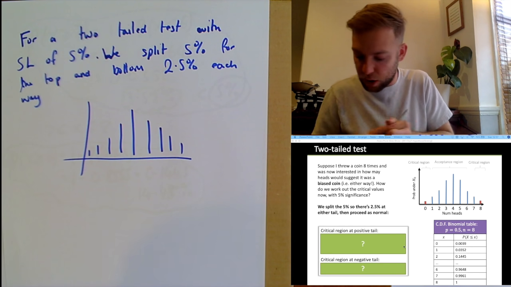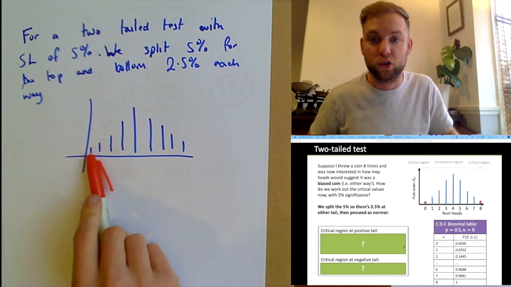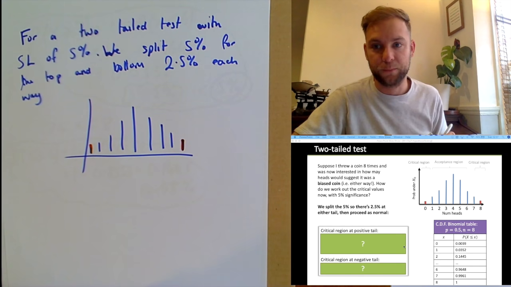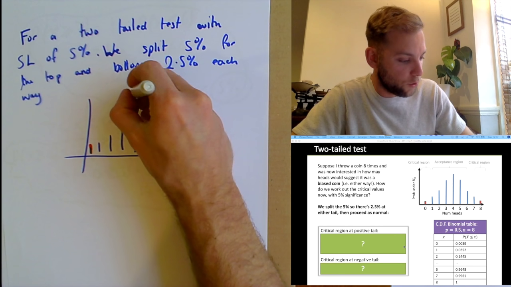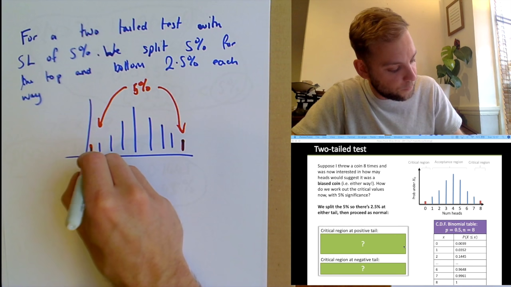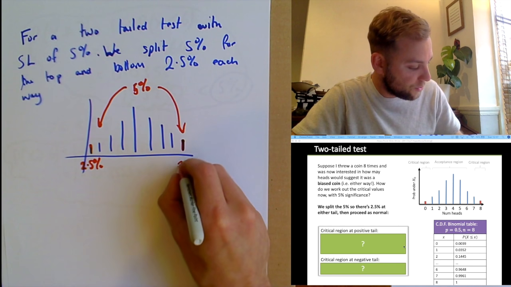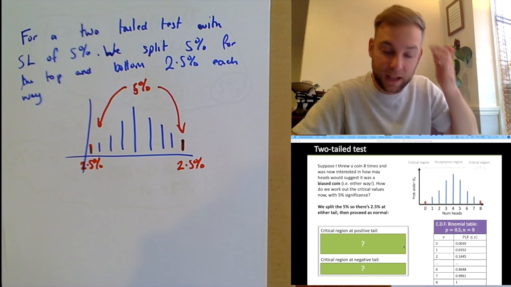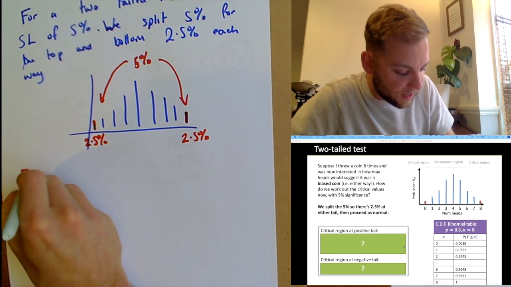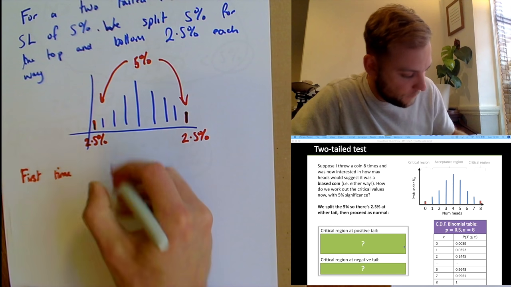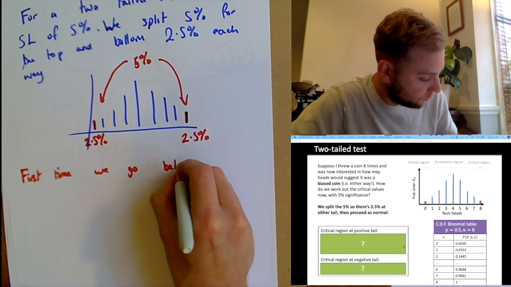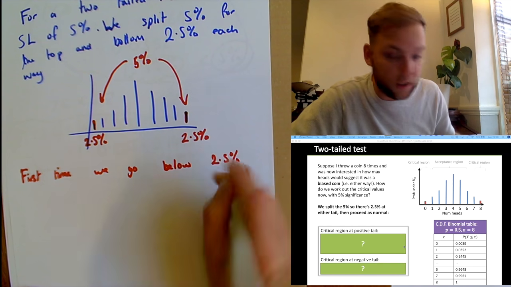So instead of looking at just the top end, so for tails, or just the top end for heads, or just the bottom end for tails, we're looking at both sides now. And that 5%, which I was working with before, has had to be split into 2.5% at the bottom end and 2.5% at the top end. Okay, so we're looking now for both sides. We're looking for the first time we go below 2.5%. That's going to be your critical region for that one.